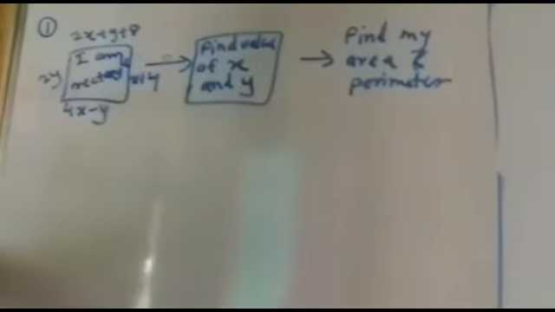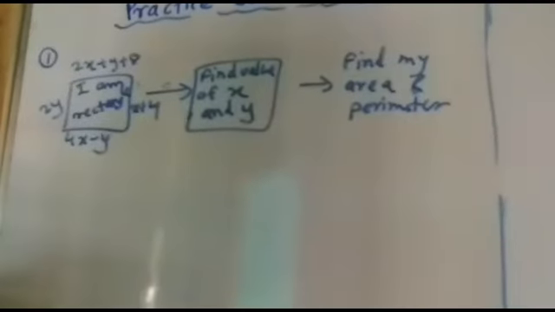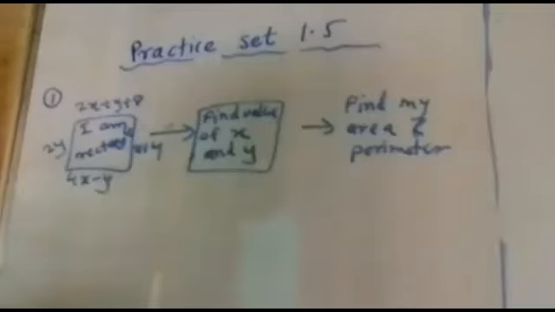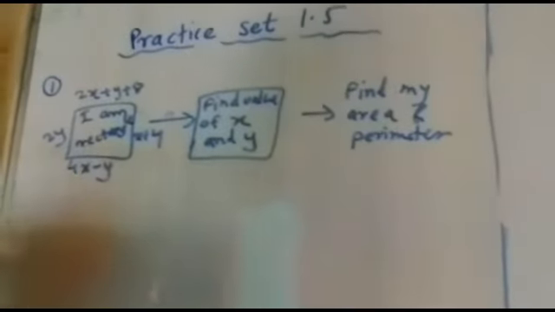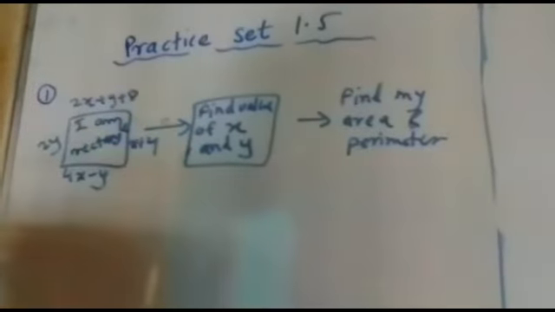In the second example they give an activity-based problem. In 10th standard there will be activity-based examples. In that they give one rectangle, and in that it is written, I am a rectangle. The four sides of the rectangle are given. Then they say find the value of x and y, and then find my area and perimeter.